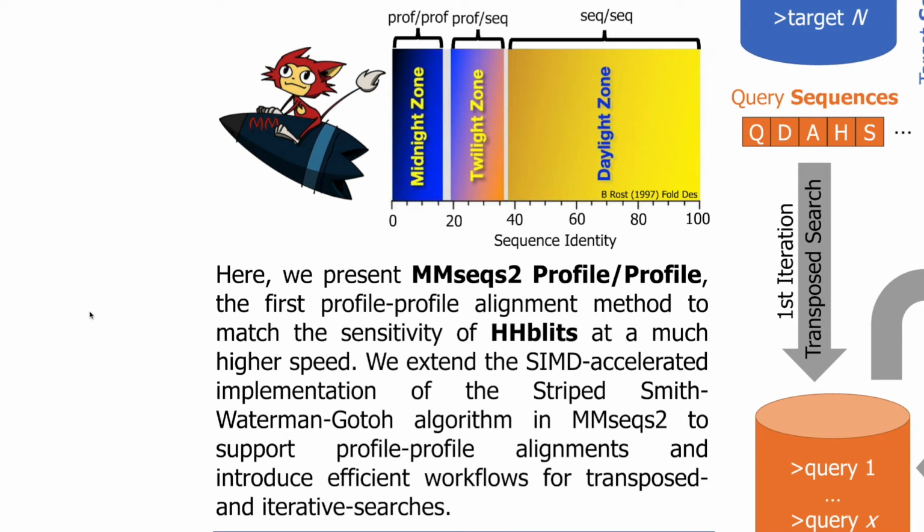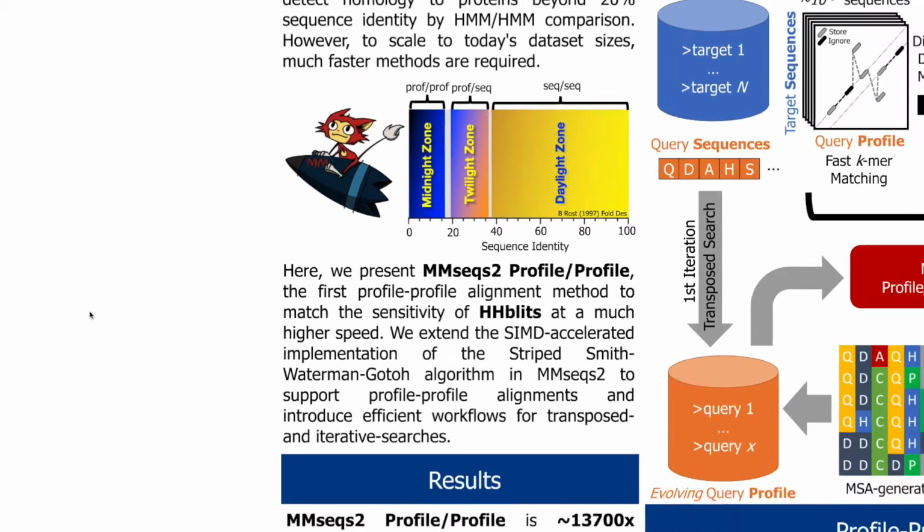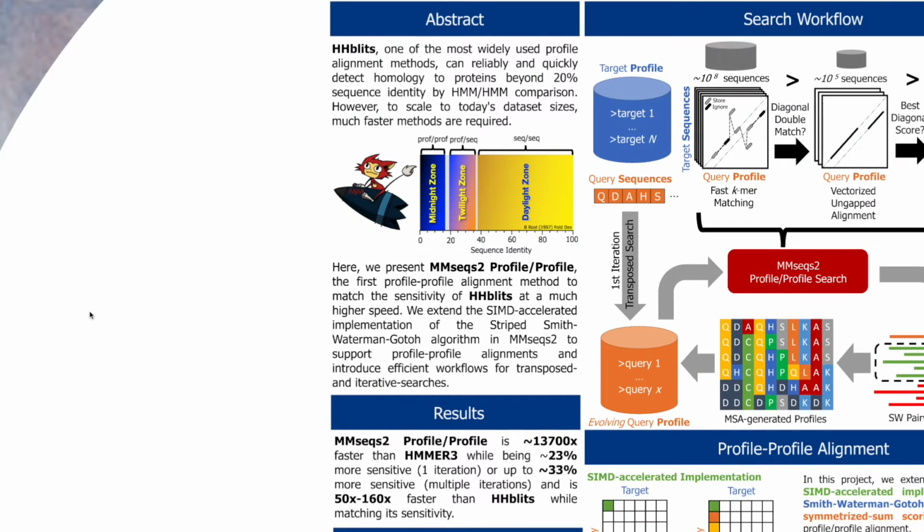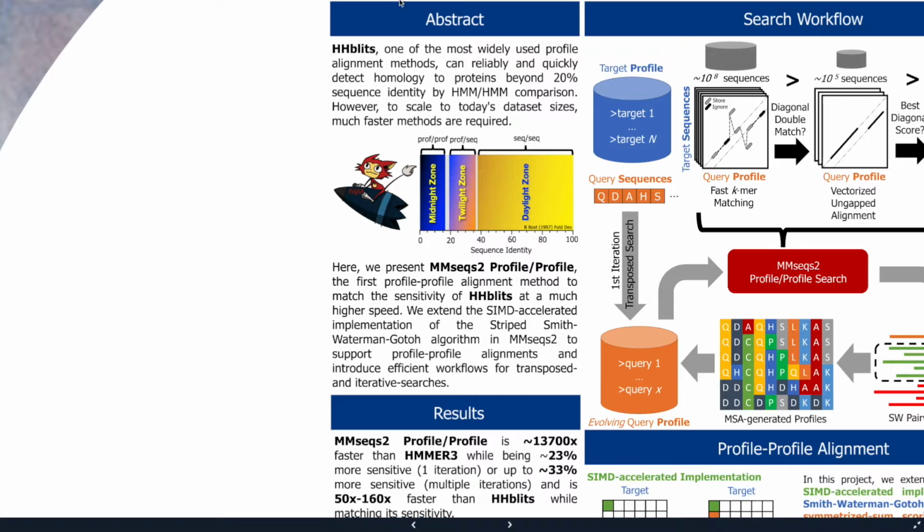Therefore, we hereby present MMseqs2 profile, the first profile alignment method to match the sensitivity of HHblits at a much higher speed. We made this possible by extending the SIMD-accelerated implementation of the striped Smith-Waterman go-to alignment algorithm in MMseqs2 to support profile alignments. According to our benchmark sets, MMseqs2 profile is approximately 13,700 times faster than HMMER, while being around 23% more sensitive in a single iteration search or up to around 33% more sensitive in a multi-iteration search. It is also approximately 50 to 160 times faster than HHblits while matching its sensitivity.